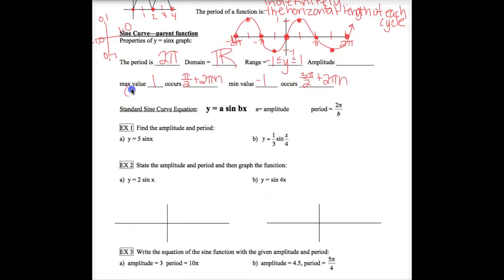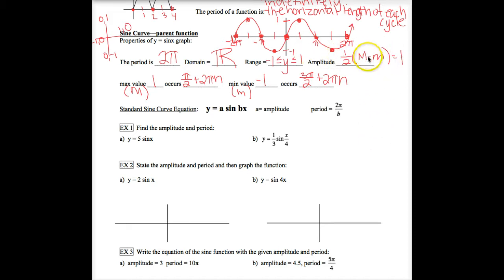Now, we call the max value, we label that with a capital M, the min with a lowercase m. Amplitude is found by taking half of the difference of the max and the min values. In this case, the max is 1, the min is -1. 1 minus -1 is 2, and half of that is 1.